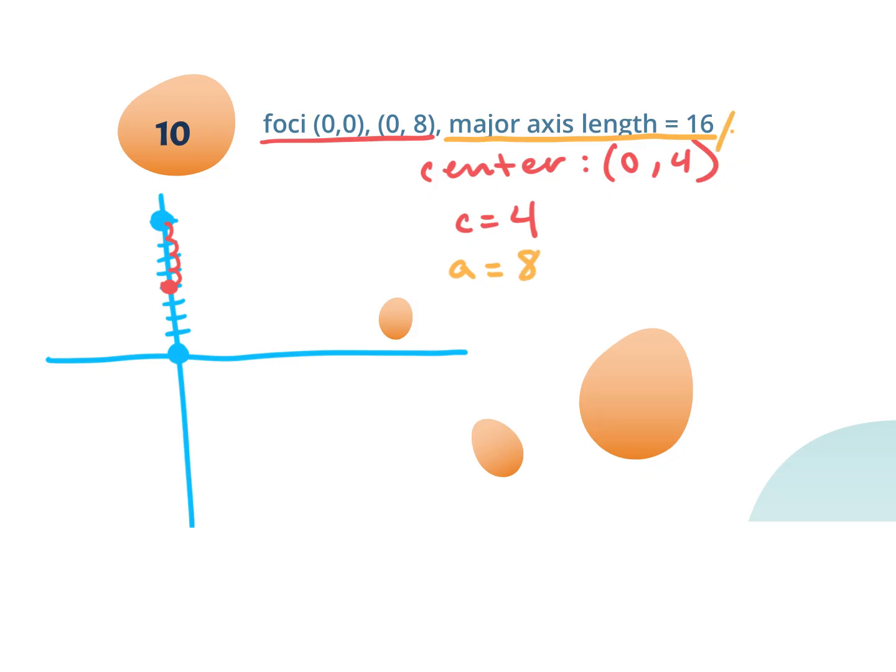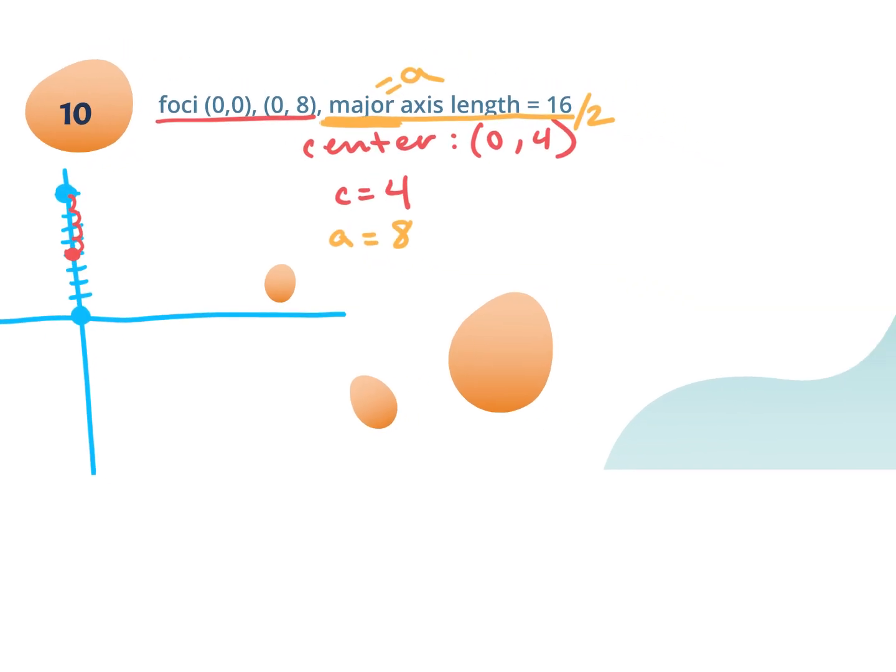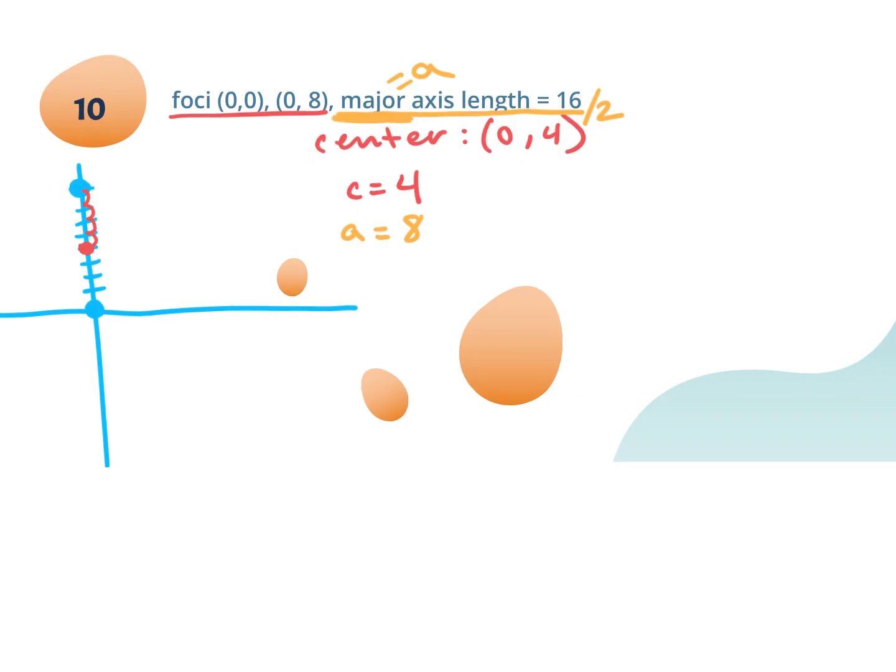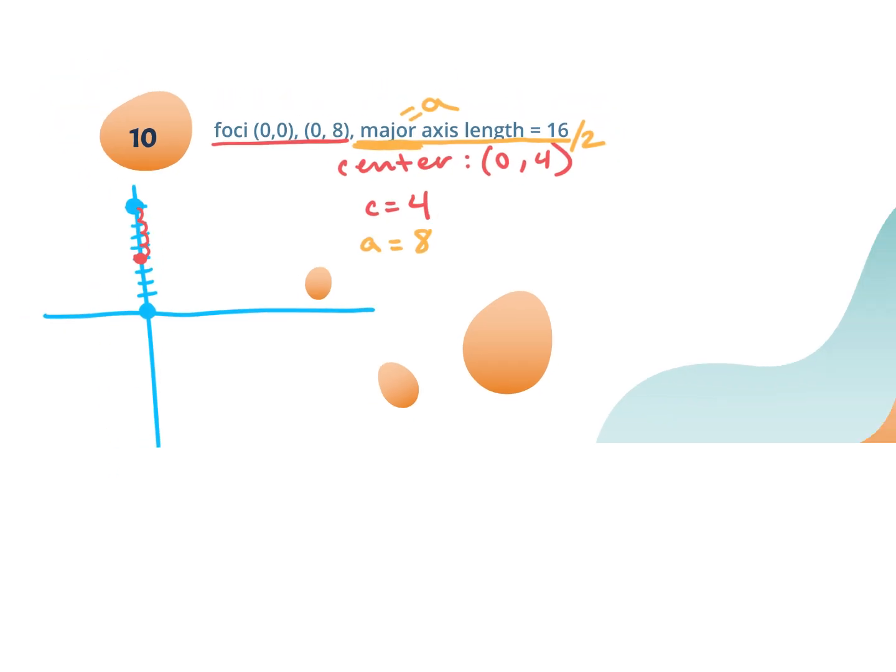So just divide 16 by 2. Since it's the major axis, that tells us A. If it told us the minor axis, divide it by 2, that would give you B. All right, so we have our center. We have A. How do we find B?